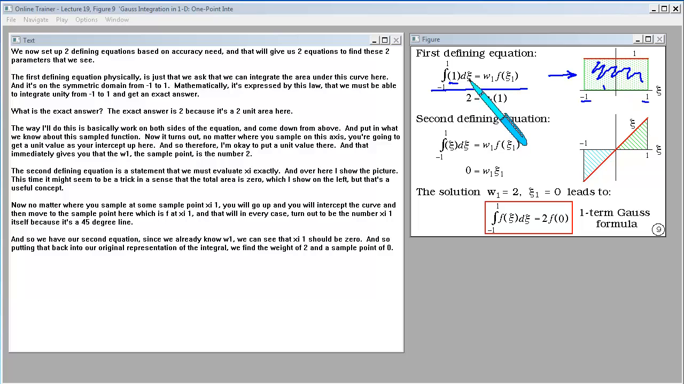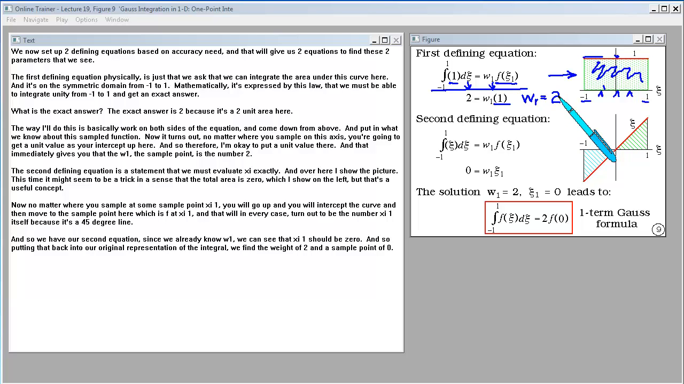The way I'll do this is basically work on both sides of the equation and come down from above and put in what we know about this sampled function. Now, it turns out no matter where you sample on this axis, you're going to get a unit value as your intercept up here. And so therefore, I'm okay to put a unit value there, and that immediately gives you that W1, the sample point, is the number 2.